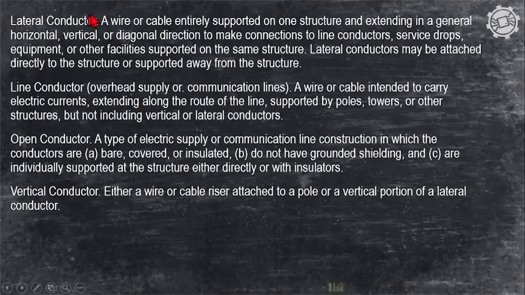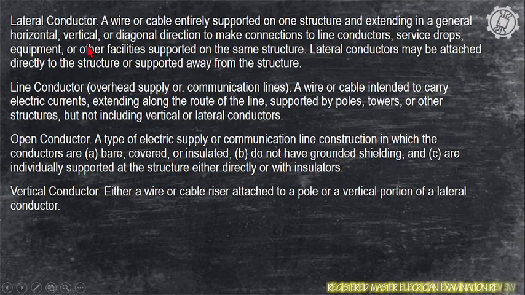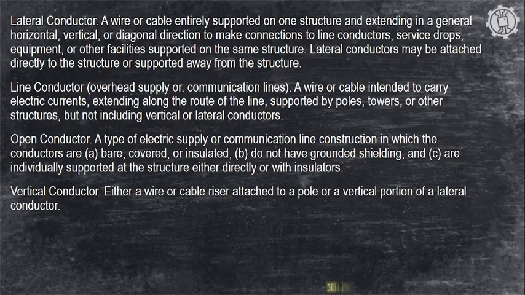Okay. Then we have the lateral conductor, a wire or cable entirely supported on one structure and extending in a general horizontal, vertical, or diagonal direction to make connections to line conductors, service drops, equipment, or other facilities supported on the same structure. Lateral conductors may be attached directly to the structure or supported away from the structure. So we will see lateral conductors connected from a certain load, bahay or building, papunta doon sa ating mismong line conductors.